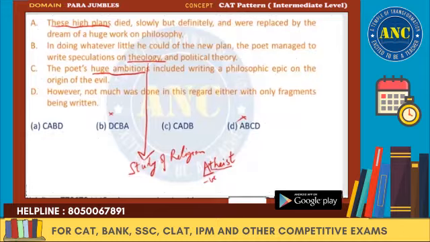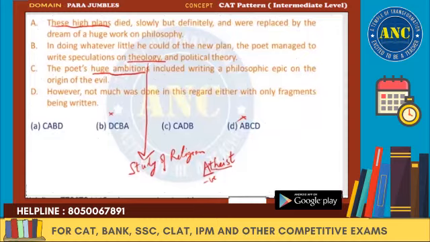These high plans died slowly but definitely and were replaced by the dream of a huge work on philosophy. Then should you have B or should you have D? Let's look at B. In doing whatever little he could of the new plan, the poet managed to write speculations on theology and political theory. And D says, however, not much was done in this regard either, with only fragments being written.